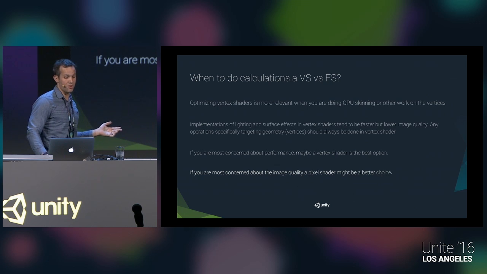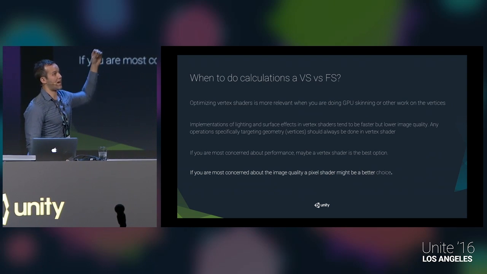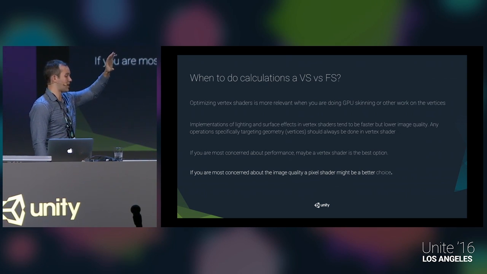And implementation, so lighting and surface effects in vertex shaders are going to be much faster. So if I was to drop a light in my scene and it's hitting our mesh, right?